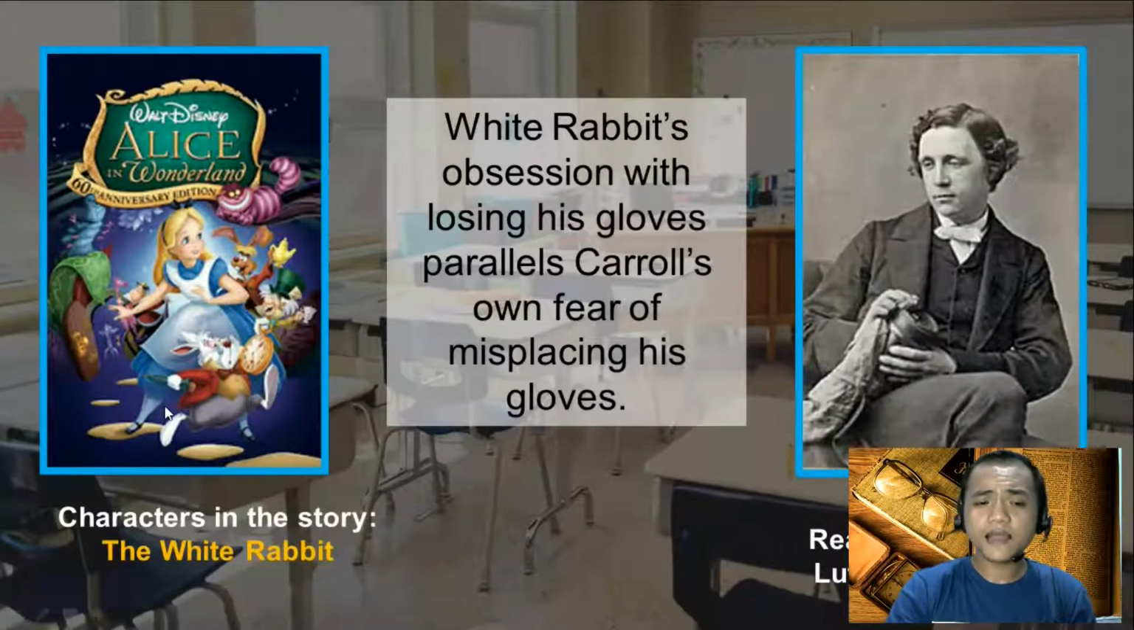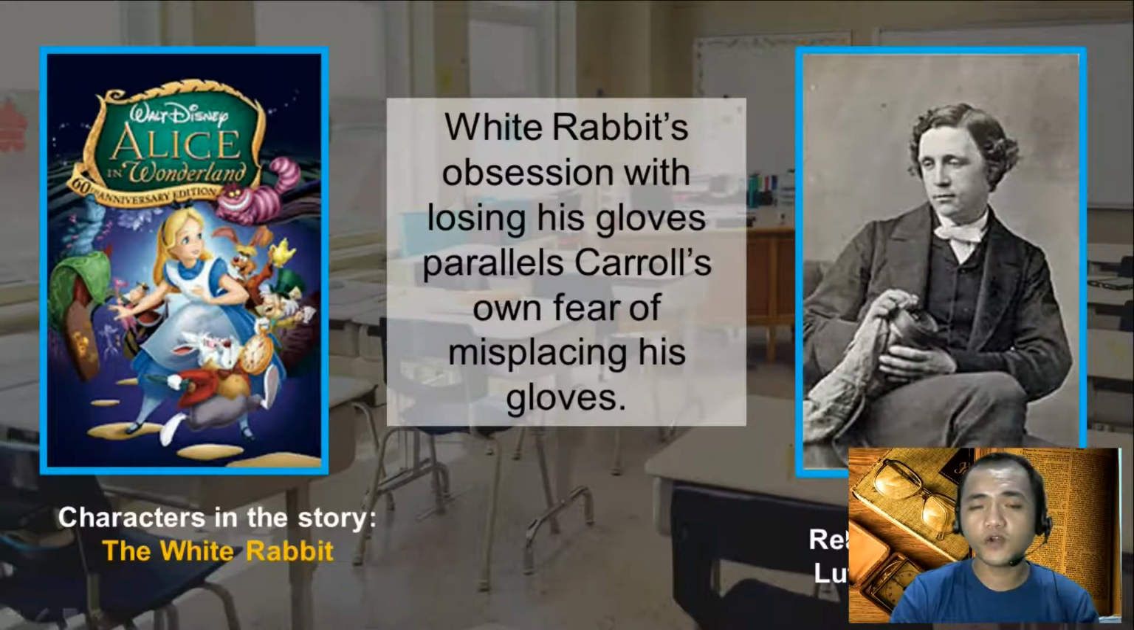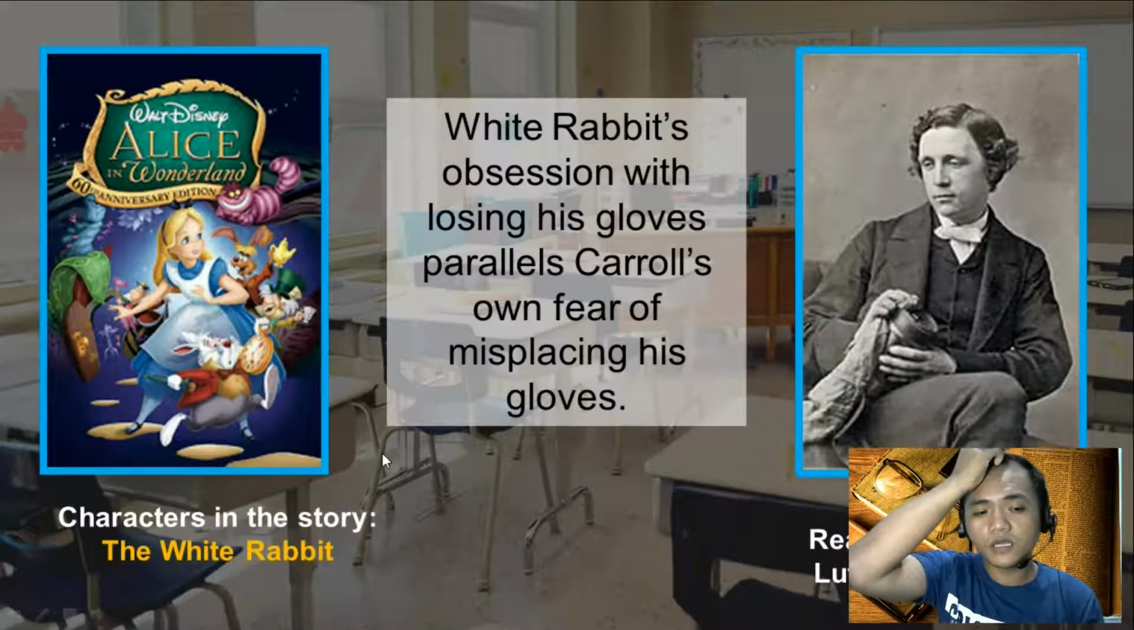Going back to the Alice in Wonderland lesson, applying the approach could be narrowed down into the relationship of the text to the life of the author. So we could look into the relationship of Alice in Wonderland to the life of Charles Lutwidge Dodgson, most commonly known by his pen name, Lewis Carroll.